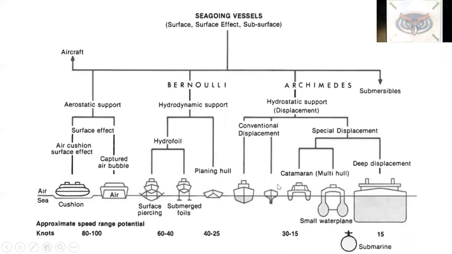Then we have the catamarans and multi-hull. This is called a swath. So here you basically have a very, very thin waterline. I'll show you pictures of actual boats, but there's a lot of submerged area. Okay, and a catamaran we see very frequently. Then we have the conventional displacement hulls. Okay, that's what naval vessels or a cruise ship would look like.